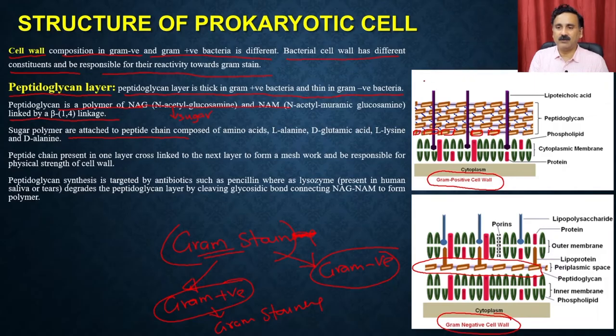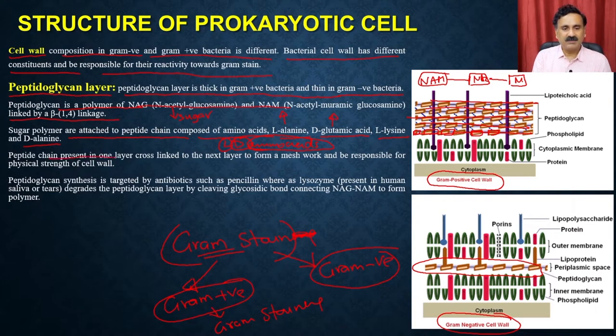Alternately, you have a NAM block, then it is connected to a NAG block, and then a NAM block like that. So you see that it has one layer, then a second layer, a third layer, a fourth layer and a fifth layer, and then these layers are attached by peptide chains, which are composed of the amino acids L-alanine, D-glutamic acid, L-lysine and D-alanine, which means it is a combination of L and D amino acids. If you are not very aware of the L and D forms, we are going to discuss that when we talk about amino acids. But these are two different types of amino acids, and you know that L amino acids are more abundant in nature compared to D amino acids.